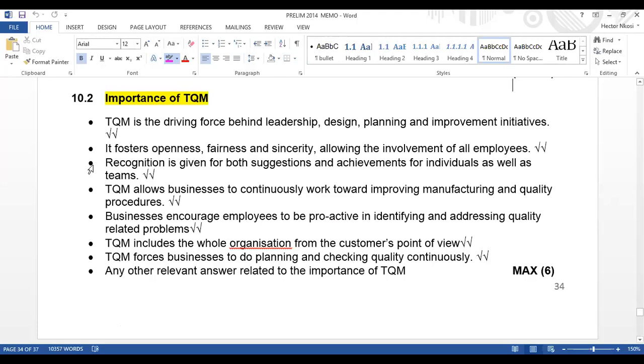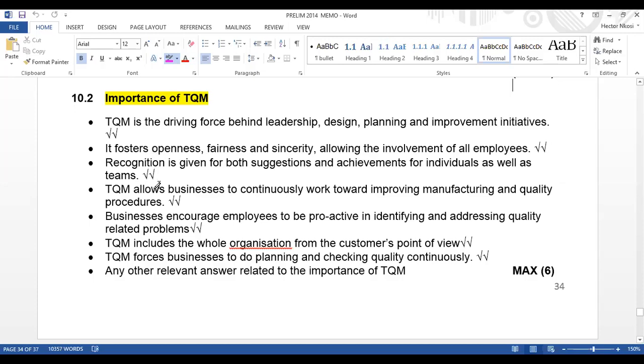Why is total quality management so important? TQM is the driving force behind leadership, design, planning, and improvement initiatives. That's why TQM is important. It fosters openness, fairness, and sincerity, allowing the involvement of all employees. Also, recognition is given for both suggestions and achievements, for individuals and as a team.